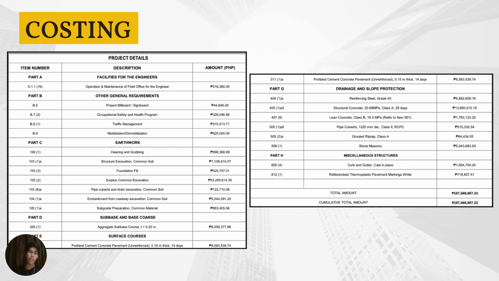For the costing, we have only included several of the contents for each contract and have combined them so that each contract is complete with all the buhos for the concrete and the drainage protection. So here we have part A, facilities for the engineers, 318,000, for other general requirements and earthwork, sub-base and base course, surface courses, drainage and slope protection, and miscellaneous structures. So the total of these would cost around 107 million pesos.